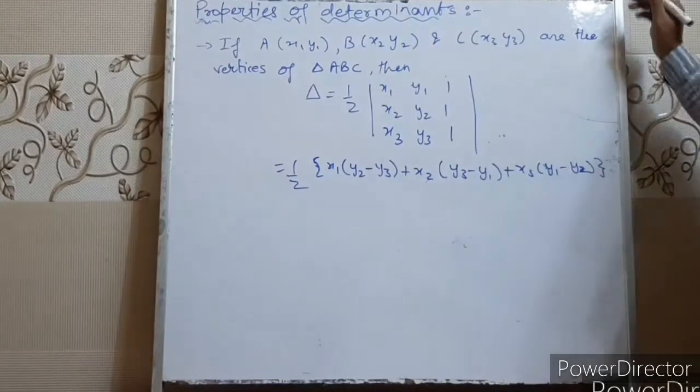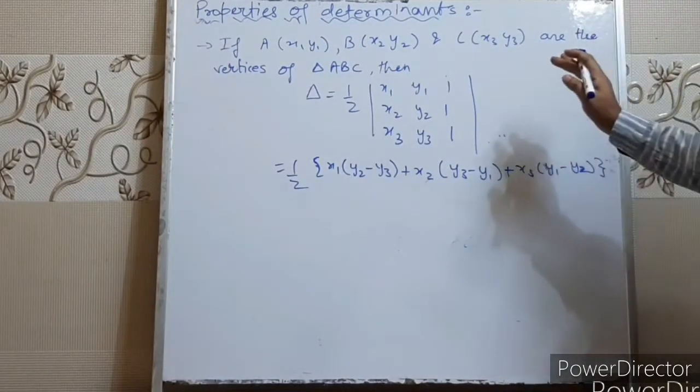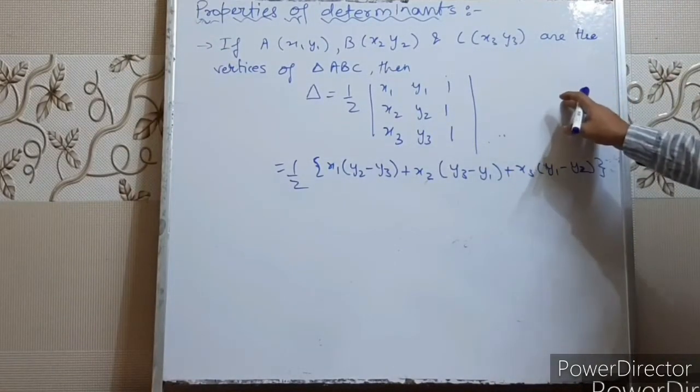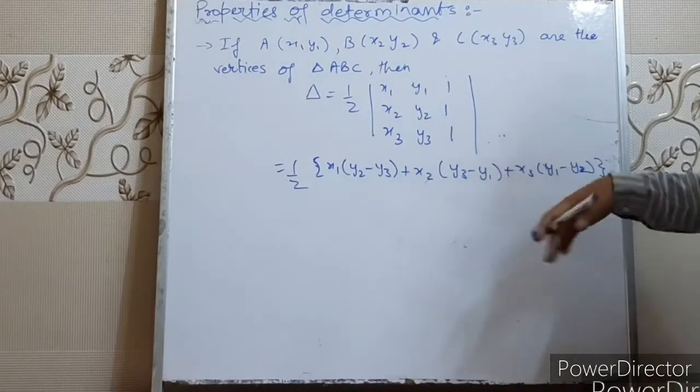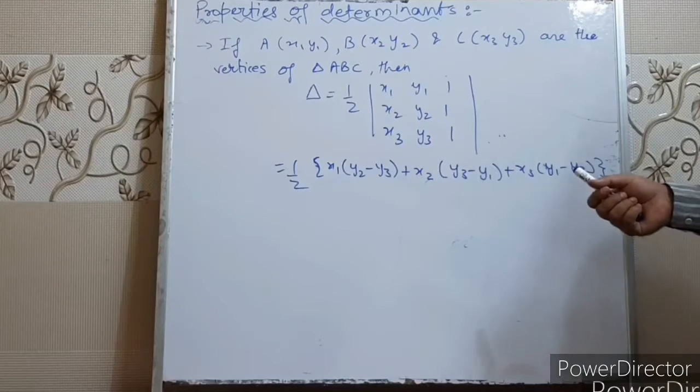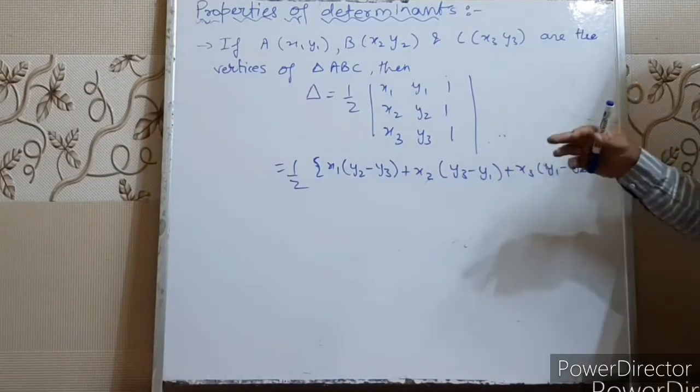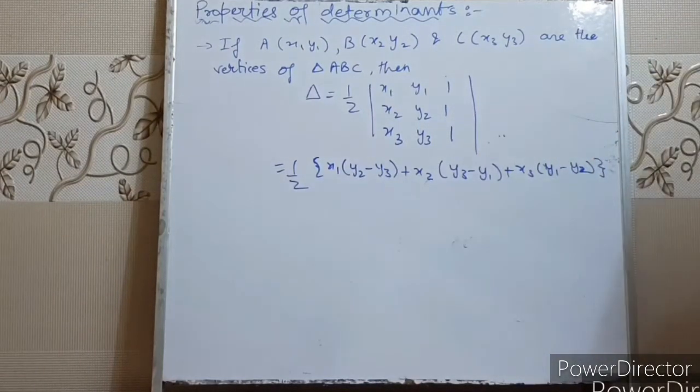Children, we know that when three points are collinear, the area of the triangle formed by those collinear points will be 0. So when the area of the triangle is 0, that means the three points are collinear. And when they are given as collinear, then the area will be 0, and vice versa. Note this down, please.